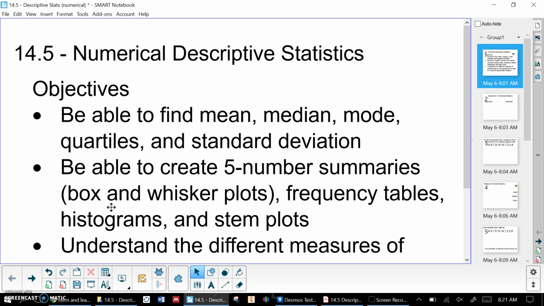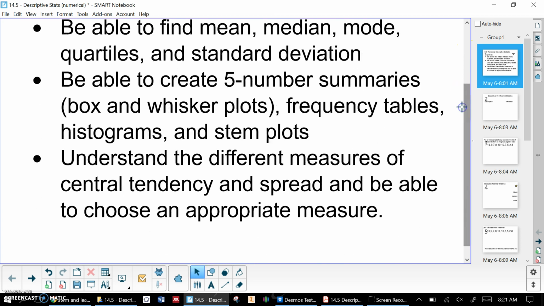So today we're starting numerical descriptive statistics. We'll talk about the difference between descriptive statistics and inferential statistics in a second. But today we're going to talk about being able to find the mean, median, mode, and standard deviation. The quartiles, we'll talk about how to create a 5-number summary. And then tomorrow we'll talk about frequency tables, histograms, and then we'll actually get to standard deviation tomorrow. One of the big goals today is going to be talking about the difference between the different measures of central tendency and why we pick the one we pick.